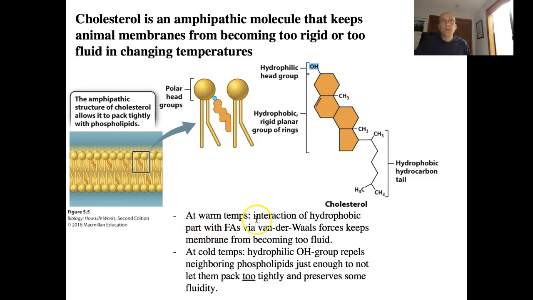At warm temperatures, the interaction of the hydrophobic part with fatty acids via van der Waals forces keeps the membrane from becoming too fluid. So you can see that it can intercalate here, and it can interact here between this part and this part of the cholesterol. And at cold temperatures, the hydrophilic head group, this part here, the hydroxyl group, repels neighboring phospholipids just enough so that they don't get too tightly packed. So depending on the temperature, this part or that part of the cholesterol comes into play. That keeps it at just the right level of fluidity, regardless of the temperature.